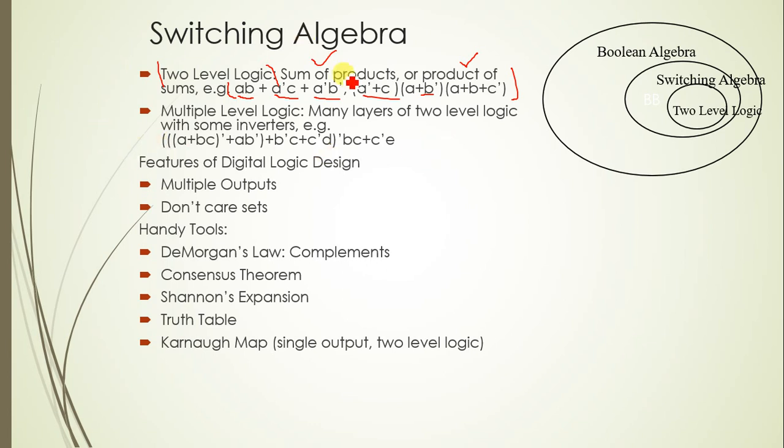That means whenever multiple layers of two-level logic are being utilized. Just an example, have a look: (a plus b) into c complement plus ab complement, the whole thing added together with b complement into c plus c complement into d, and the whole equation complemented, into bc plus c complement into e. This is called multi-level logic, or multiple level logic.